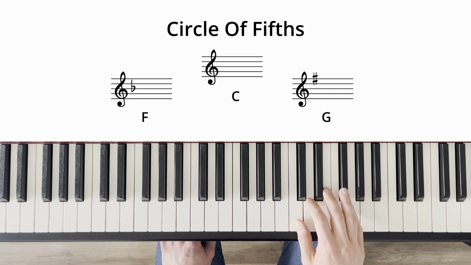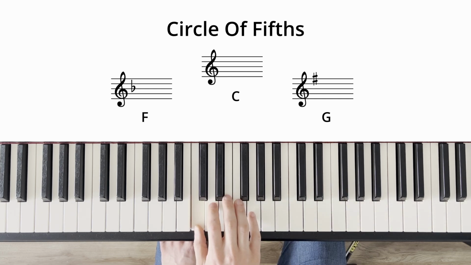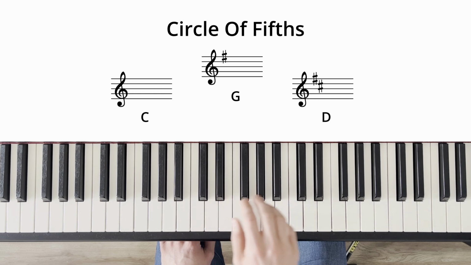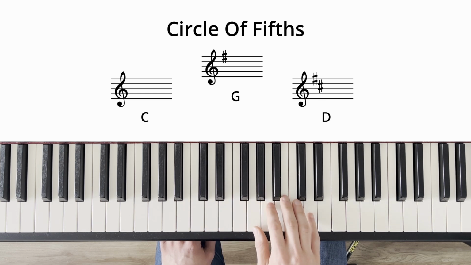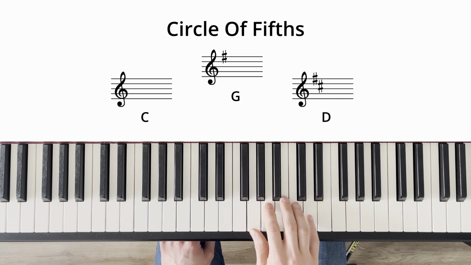To review, we started from C major with no sharps or flats. When we moved one notch clockwise around the circle, we got G major. G is the fifth note of the C major scale: 1, 2, 3, 4, 5. And the G major scale is identical to the C major scale, but with the new leading tone, F sharp, substituted for F natural.